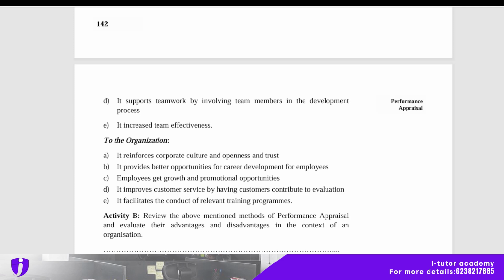It increases team effectiveness. To the organization, it reinforces the corporate culture and openness and trust. And next, it provides better opportunity for career development for employees. And third, employees get growth and promotional opportunities. It improves customer service by having customers contribute to evaluation. And in the end, it facilitates the conduct of relevant training programs.